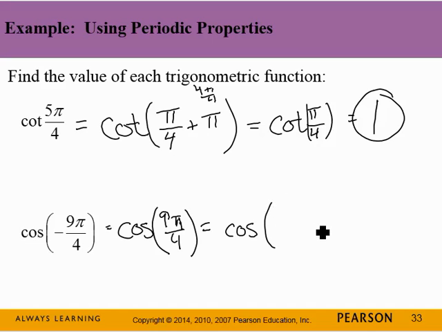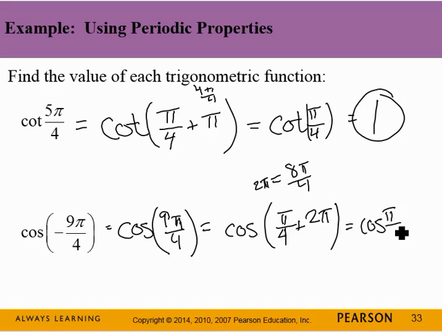Cosine, you have 2 pi, so if you put 2 pi equals 8 pi over 4. So that means you have pi over 4 plus 2 pi, which is cosine of pi over 4, which is square root of 2 over 2. You learned that earlier. So you're just finding what plus its period equals this part.